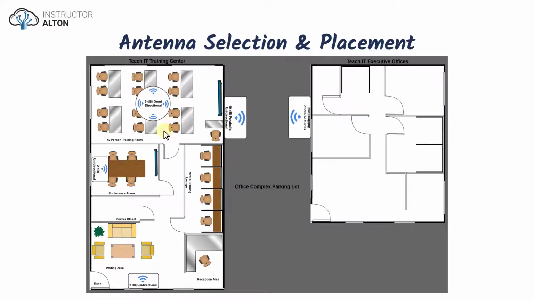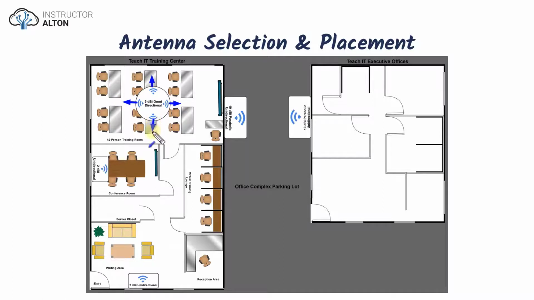However, in the training center, because all their students are going to be coming in with their own laptops, we need to have a wireless network. So what we've done in this example is in the training room, which we see up in the top, we have an omnidirectional antenna. It's a 5 dBi omnidirectional antenna. So our signals are going to go in all different directions for everybody in this training room.